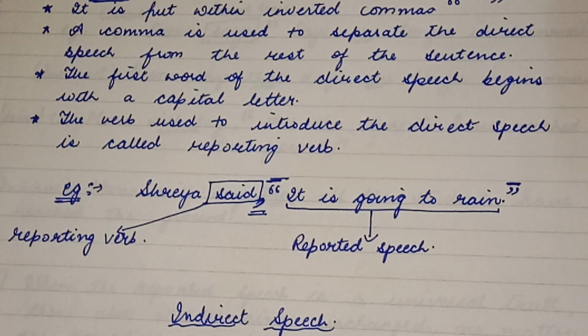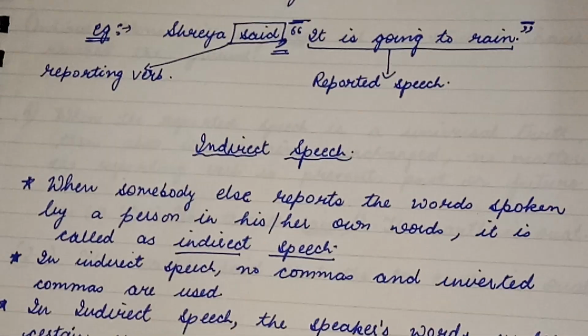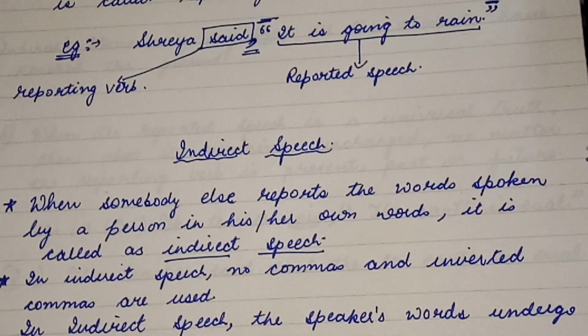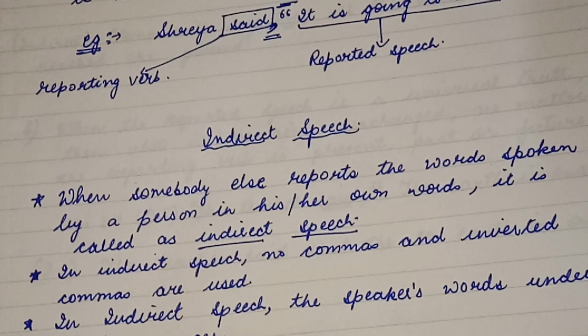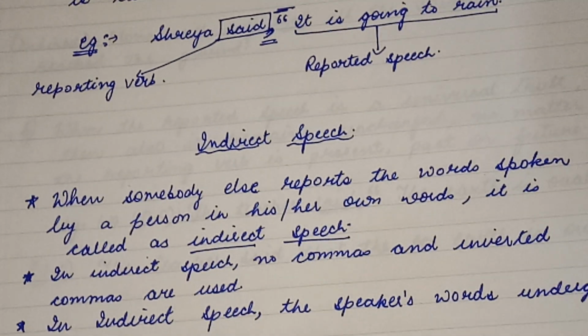Now, when we are converting this direct speech into indirect speech, what happens? When somebody else reports the words spoken by a person in his or her own words, it is called indirect speech. Suppose मैं तुम्हें बता रही हूँ, I am telling you कि Shreya said this, कि श्रेया ने ऐसा कहा. तो मैं थर्ड पर्सन हो गई. अब इनडायरेक्टली मैं बता रही हूँ कि श्रेया ने ऐसा बोला. So what will happen there?